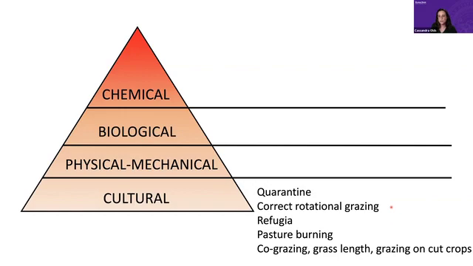Grass length is important. I said they don't tend to migrate more than 3 inches up the grass stem. So if you don't graze your pastures too low, you can really reduce your risk of your animals being infected by worms. Another great one is grazing on cut crops. So once you've harvested your crop, you can then graze your animals on what's left of the plants. And this is really good because there weren't livestock on that area before. You don't have to worry about livestock being on it afterwards.